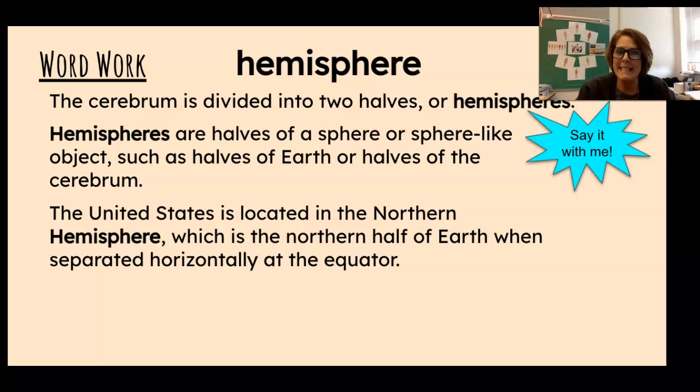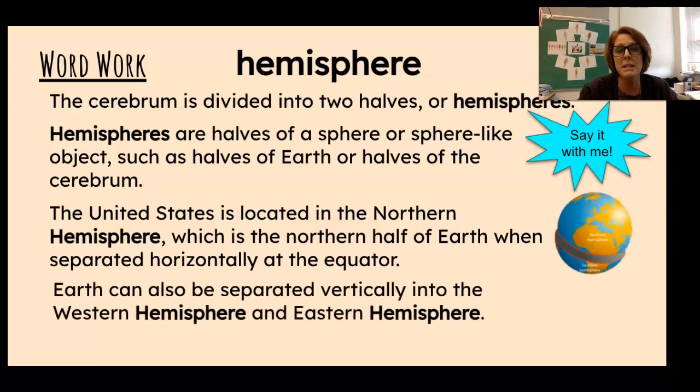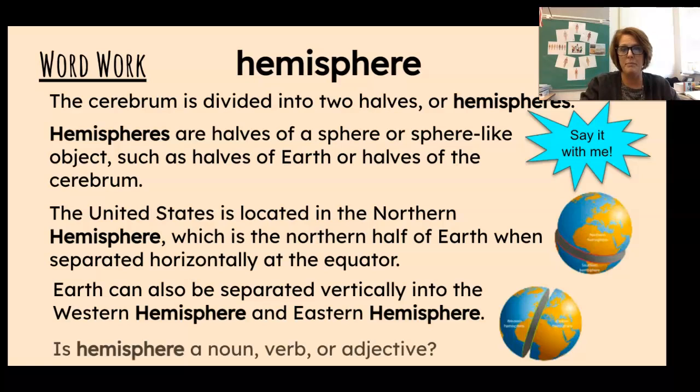The United States is located in the northern hemisphere, which is the northern half of Earth when separated horizontally at the equator. Earth can also be separated vertically into the Western Hemisphere and Eastern Hemisphere. So we can divide it north and south or east and west. Is hemisphere a noun, verb, or adjective? It's a noun. It's a thing.